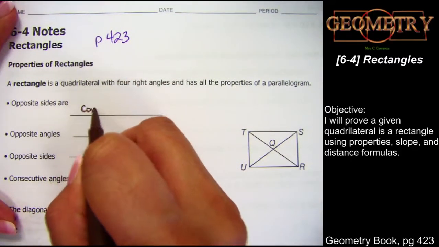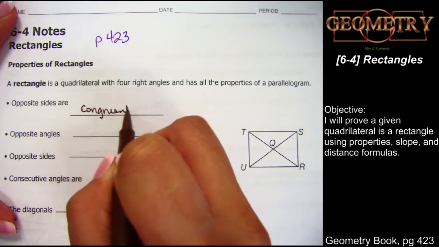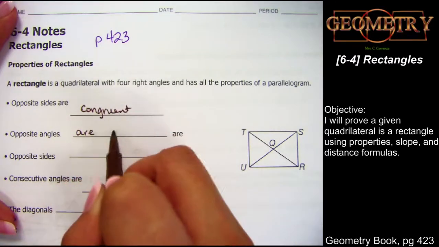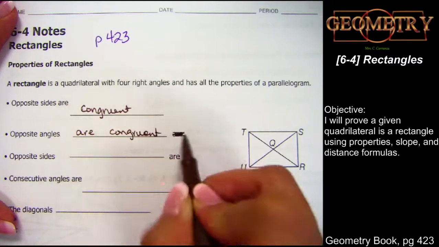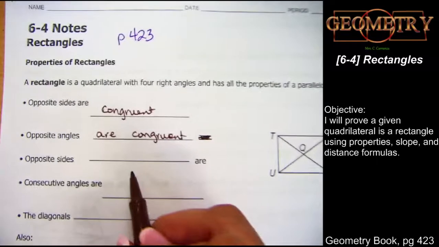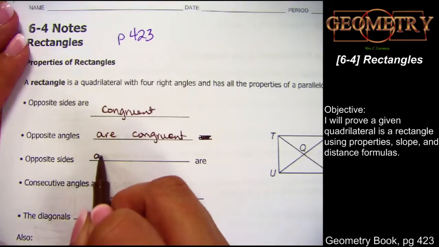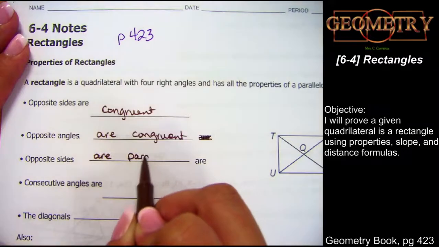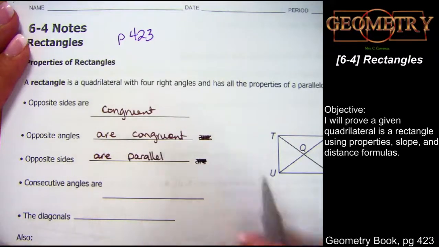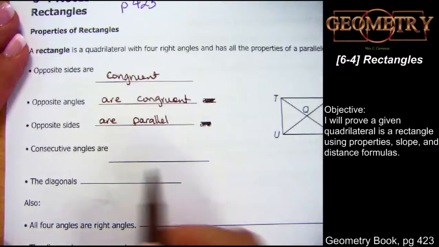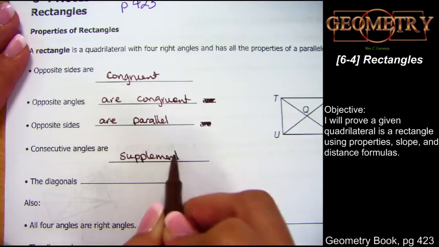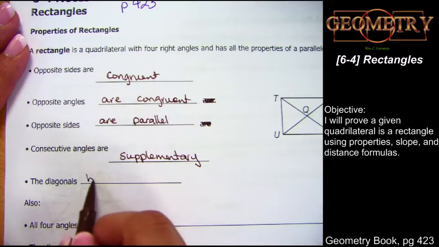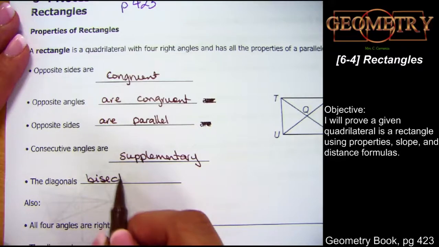Opposite sides are congruent. Opposite angles are congruent. Opposite sides are parallel. Consecutive angles are supplementary. And the diagonals bisect each other.